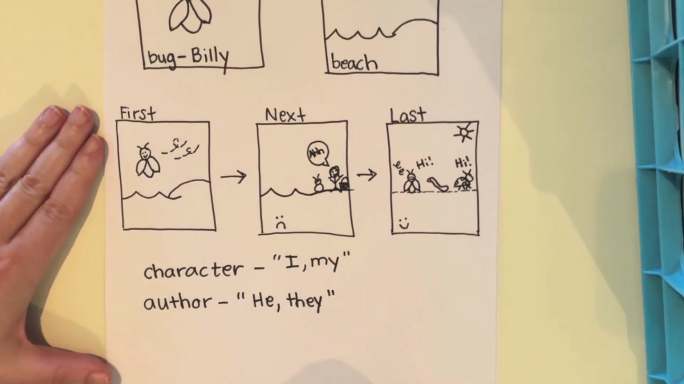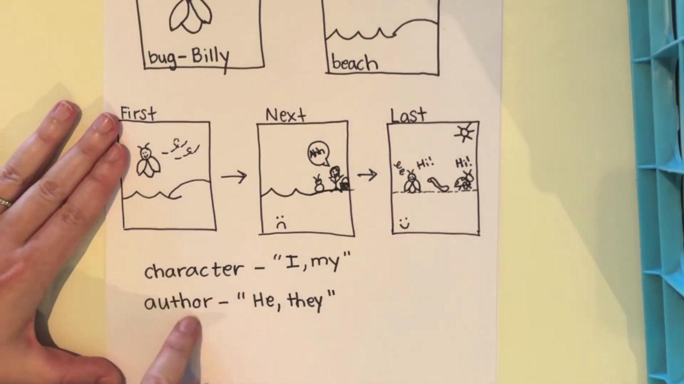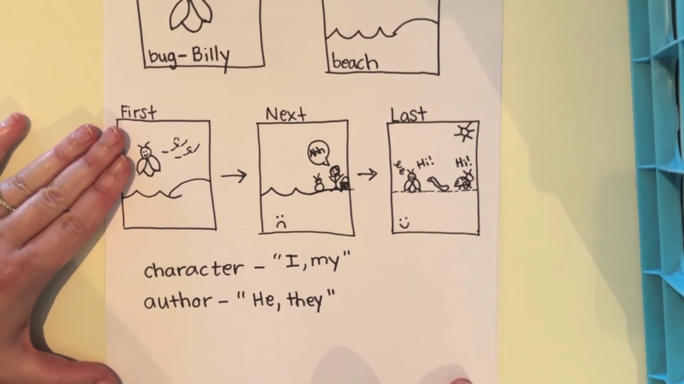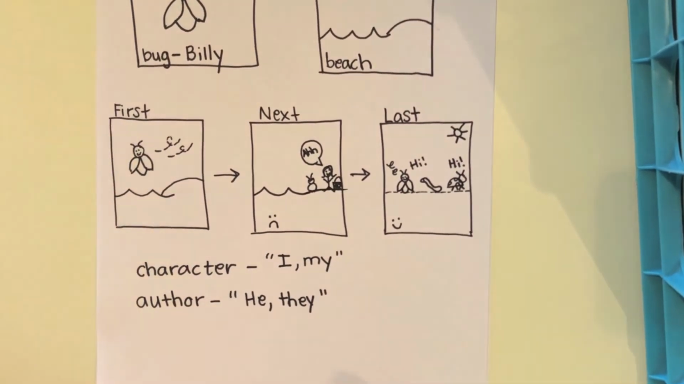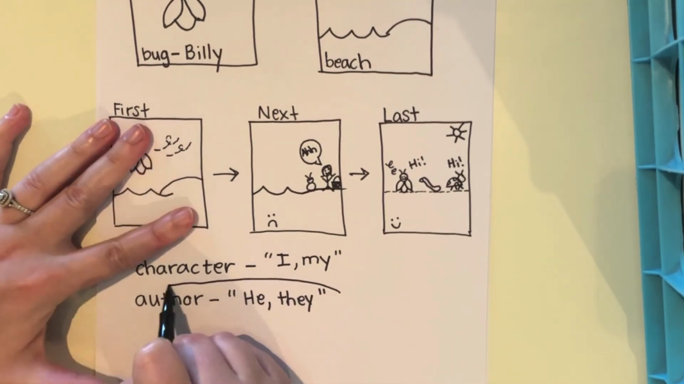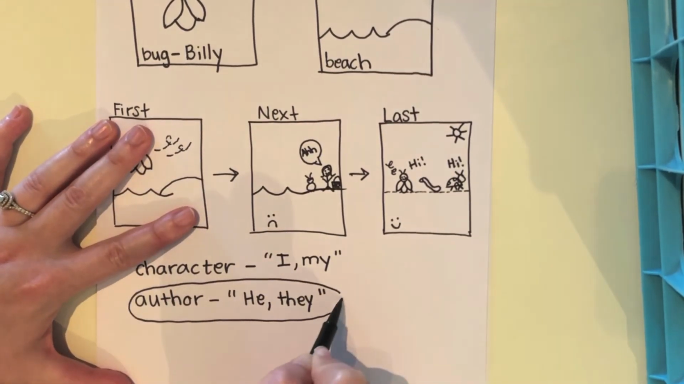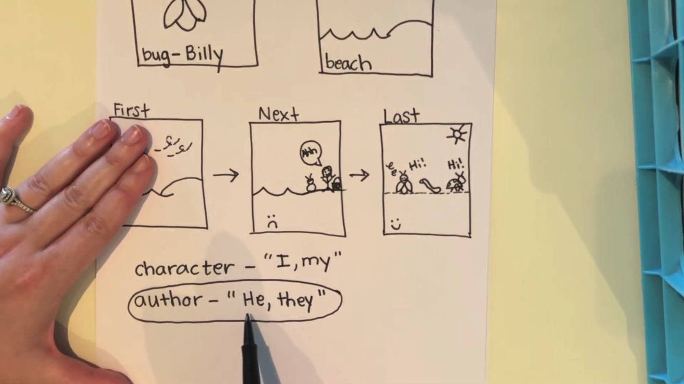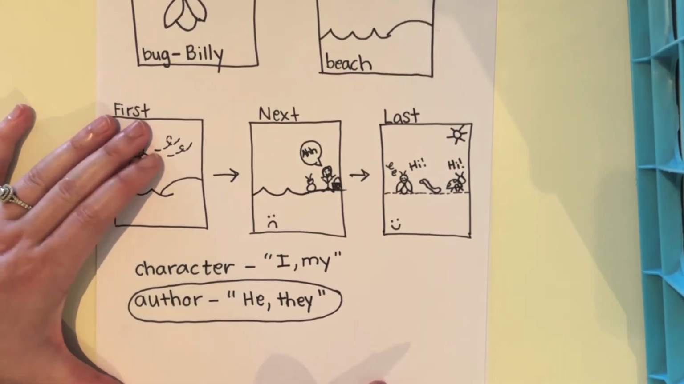And so I need to figure out which point of view I want to tell my story in. And you can pick whatever one you want. I think I'm going to tell it from the author's point of view. So that means I would need to be using words in my story like he and they. And now that we have a plan, we're ready to start writing later on.